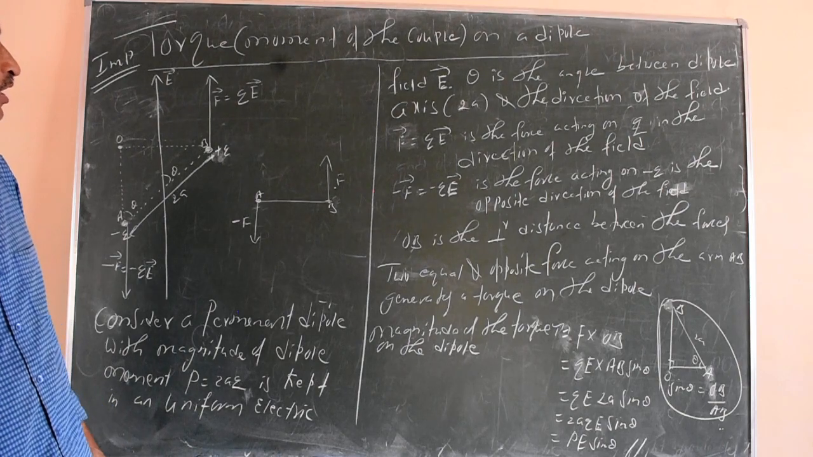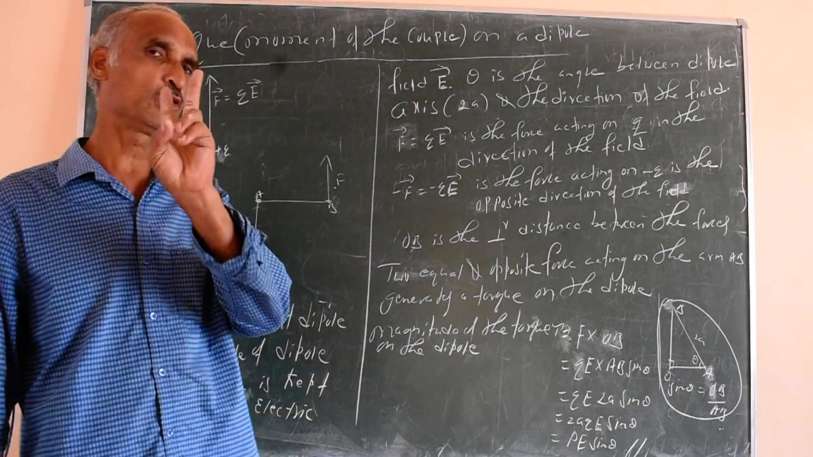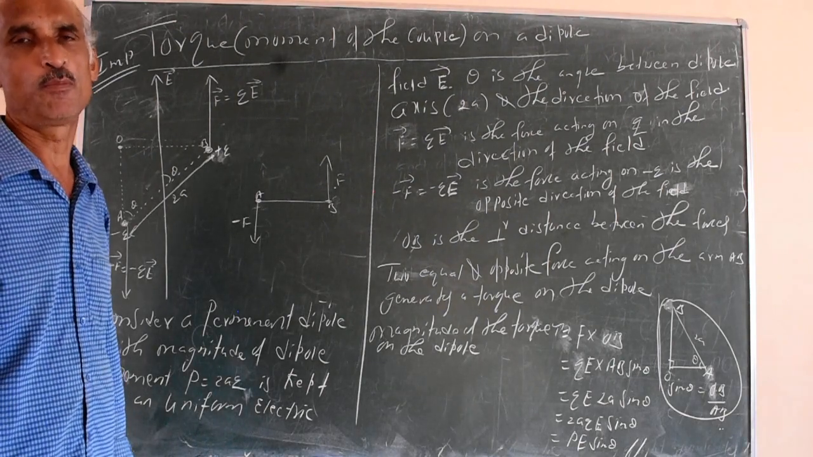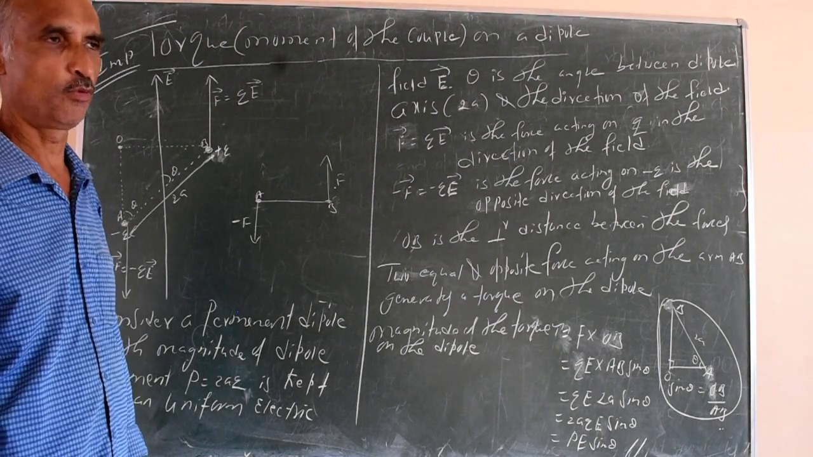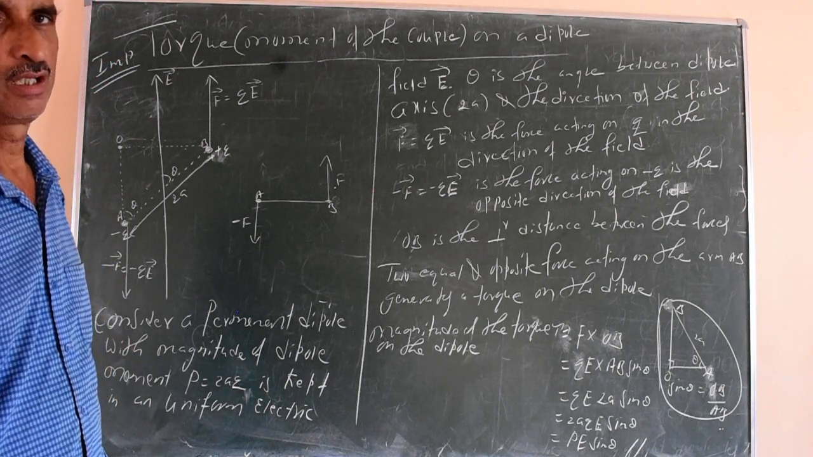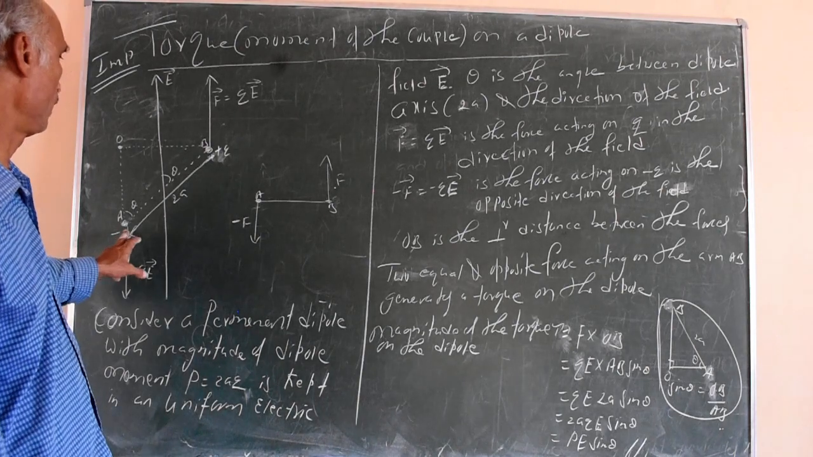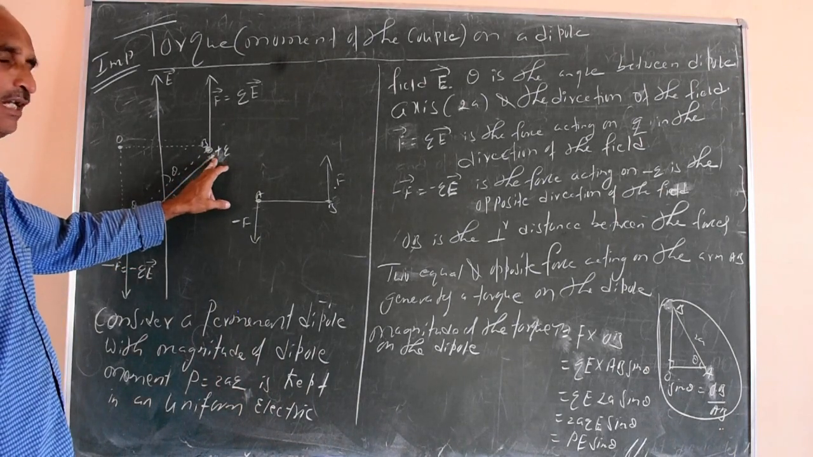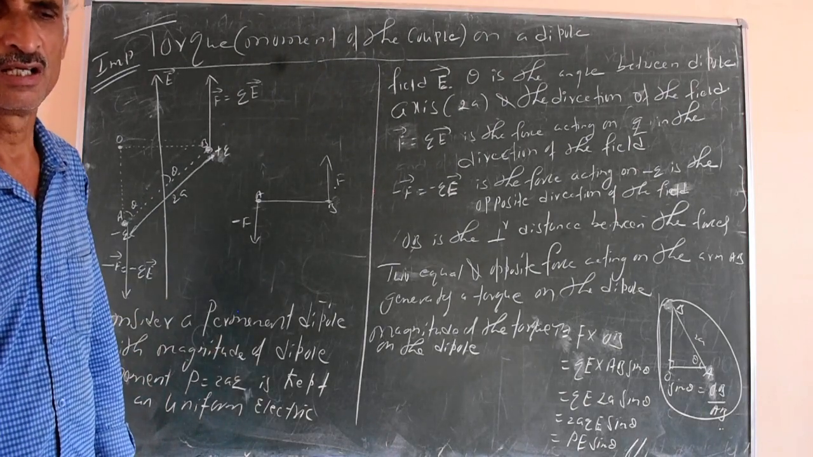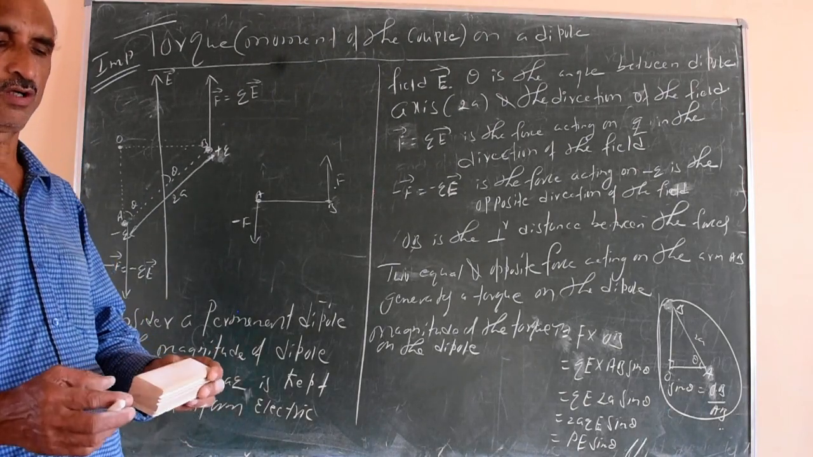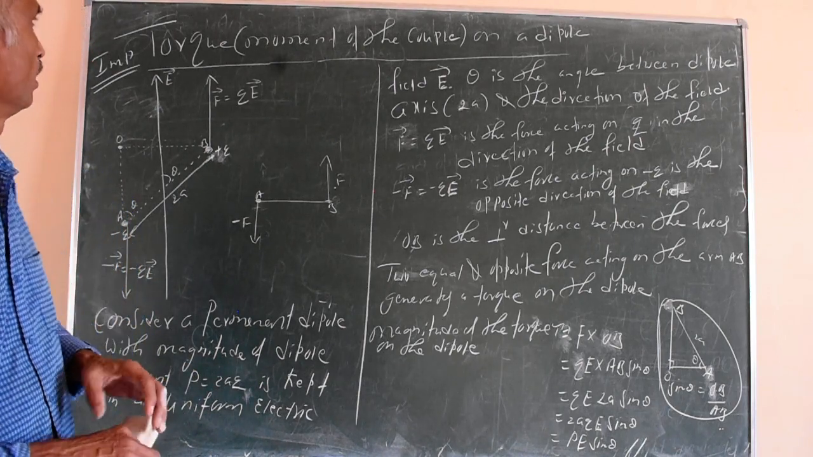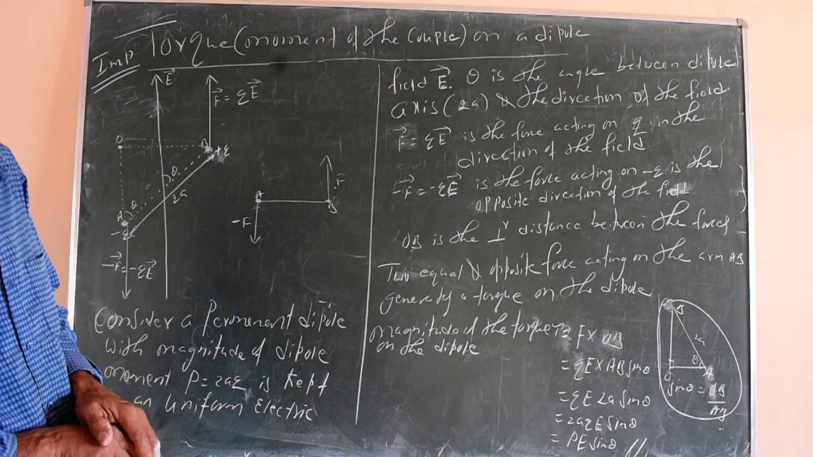Another name for the torque is the moment of the couple. A couple means two forces equal in magnitude and opposite in direction, acting on a body with a separation, not acting at a single point. Both forces act at a certain distance on the body. Then the forces rotate the body. That rotation is called the torque on a dipole.